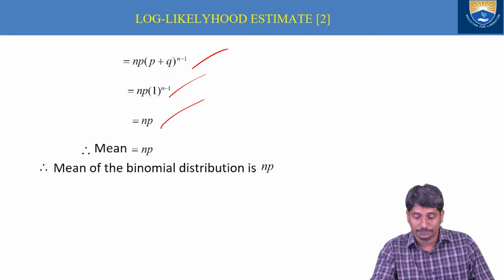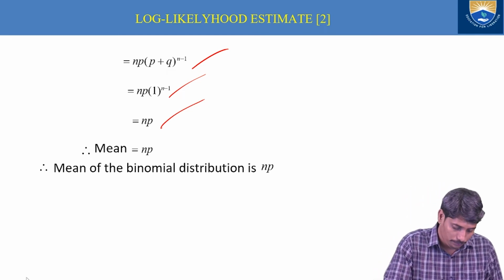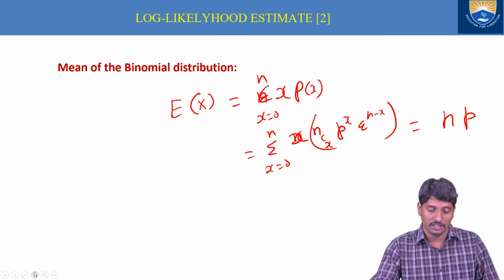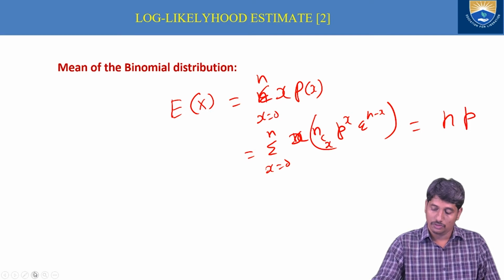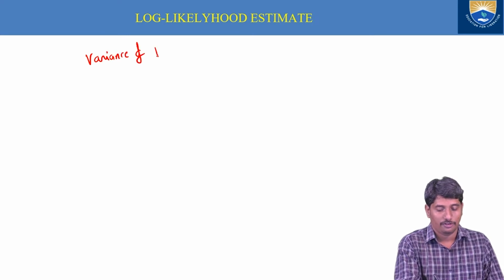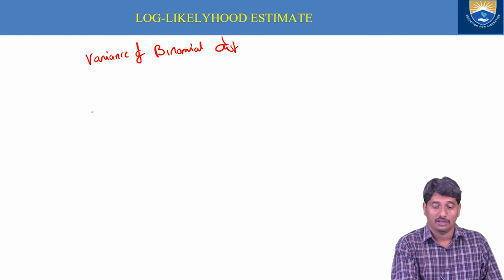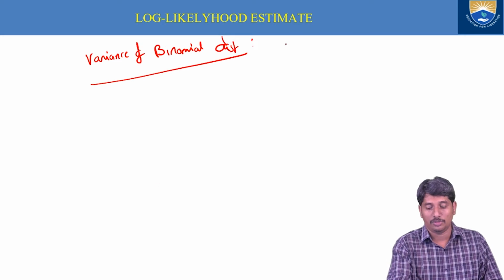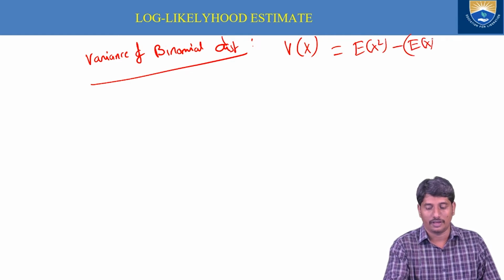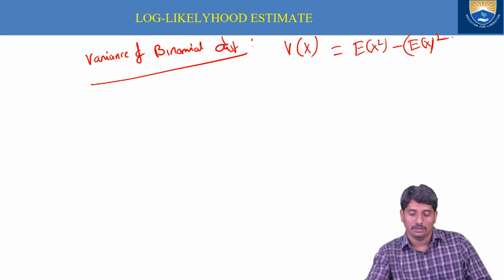Okay, now I'm going to calculate the variance. The variance of the binomial distribution I'm going to calculate, and for that I'm starting here. First, let us recall the formula of variance. That is E of x square minus E of x whole square. This is the definition of variance for random variables.